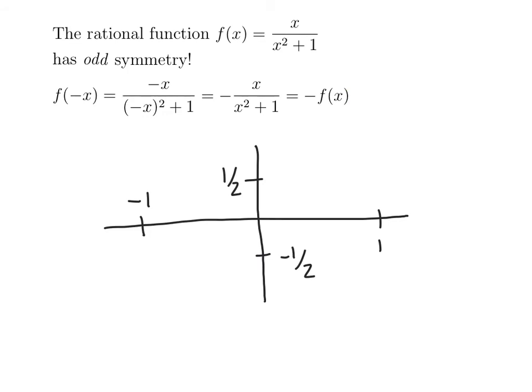In terms of the graph, you can figure out quite quickly that f of 1 is 1/2, and symmetry tells you then that the function at negative 1 must be negative 1/2. And more generally, whatever the curve does to the right of the origin, it will have to do something similar, but sort of reversed, to the left of the origin.